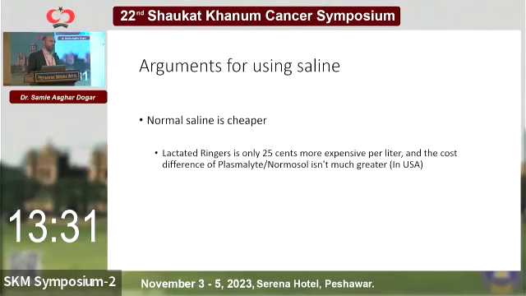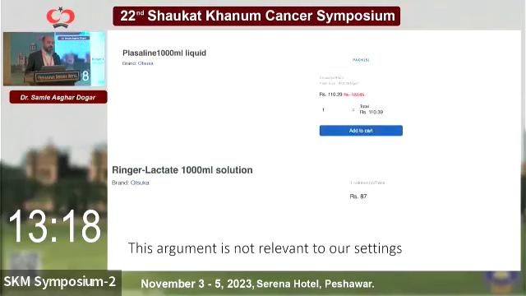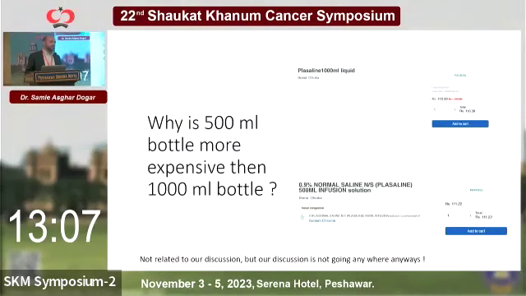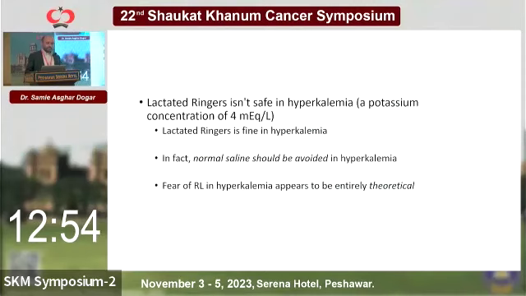First, in the literature, you would see that normal saline is cheaper. Ringer lactate is 25% more expensive per liter, and the cost difference of plasma light and normal saline isn't much greater in the USA. But this argument is not relevant to our settings because when I searched, ringer lactate is actually cheaper than normal saline. While searching that, I also found this interesting thing that a 500 mL bottle of saline is more expensive than a 1 liter bottle of saline. I don't know why, not related to our discussion, but anyways.